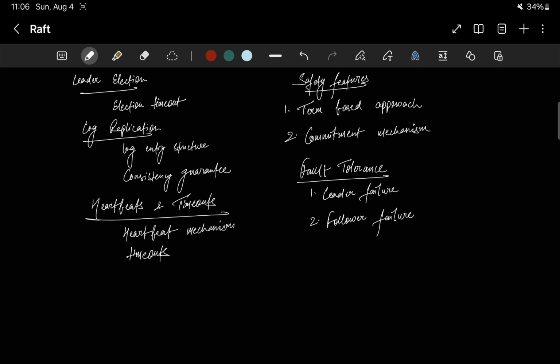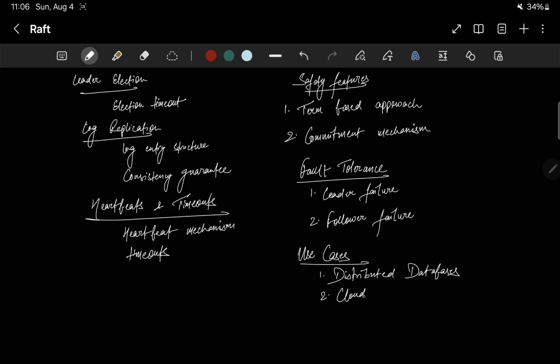Let's talk about some of the use cases of Raft. First one is distributed databases. Anything which has the name distributed can use Raft algorithm. Raft is widely used in distributed databases such as CockroachDB and TiDB to maintain consistency and reliability across nodes. It ensures that all nodes agree on the order of operations, preventing data inconsistencies.